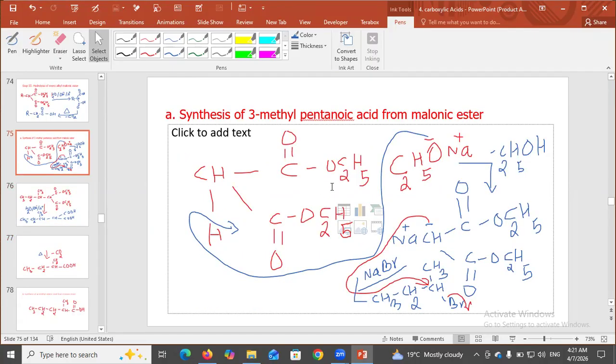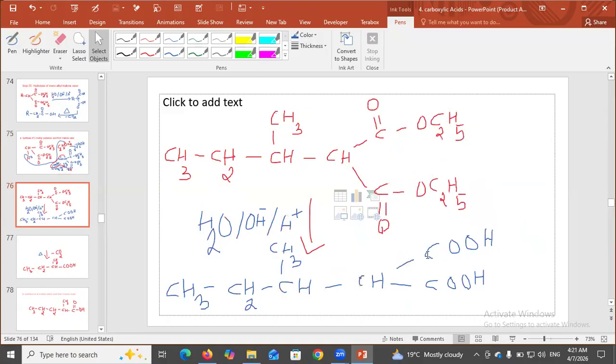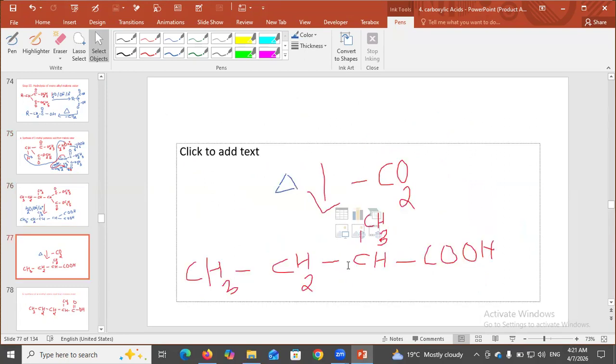Malonic ester is treated with sodium hydroxide, and the product is reacted with bromobutane and then hydrolyzed. The ester is converted into a carboxylic acid, which is heated again, removing carbon dioxide, and produces 3-methyl butanoic acid.